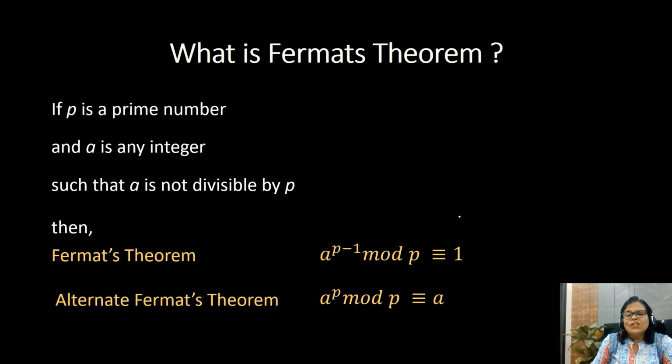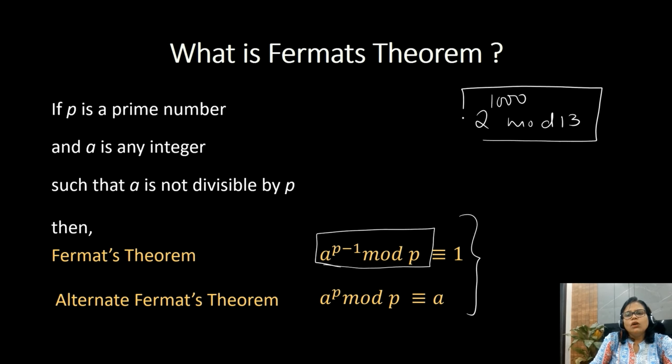So what is the use of these theorems? Whenever you are asked to compute A raised to the power of P minus 1, you need not compute it in the traditional way. Let me say if I am asked to find 2 raised to 1000 mod 13, this is known as modular exponentiation computation. I've taught you the traditional way of doing it in my previous video called modular exponentiation computation. You will understand that it is quite lengthy to do it in the traditional way. So the other way of doing it is to apply Fermat's theorem.